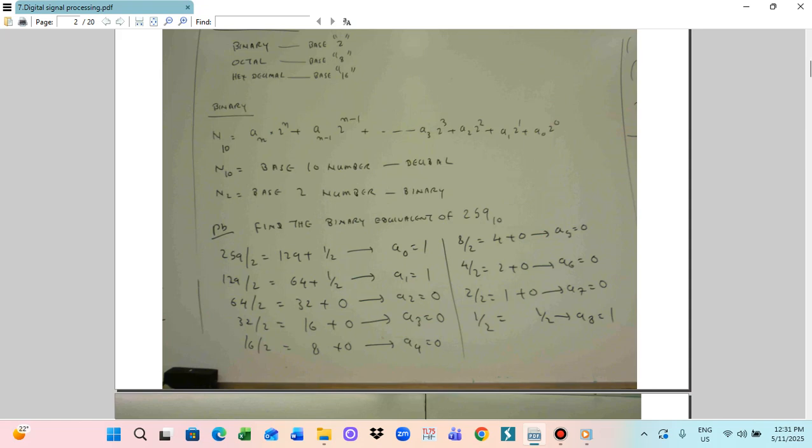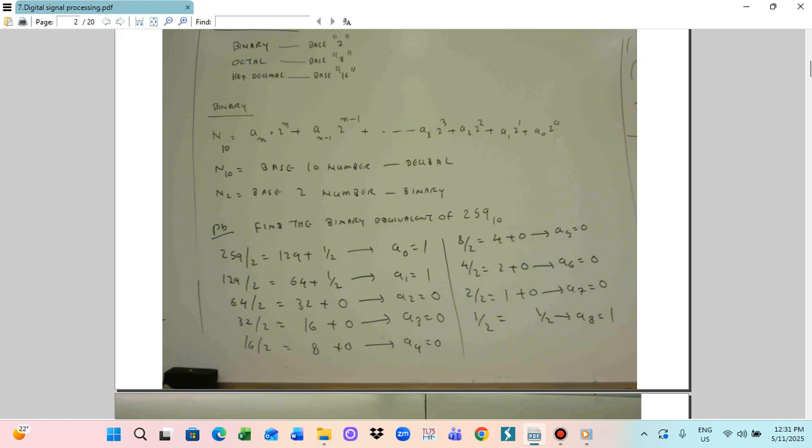So long as it can be divided by 2, you can put A0 equal to 1. If it cannot be divided, you have to put a 0. Okay, so this is the result, we use 129. This 129 is divided by 2 again, so the result is 64 and the remainder will be a half. So from here you get that A1 is 1, because 129 can be divided by 2.